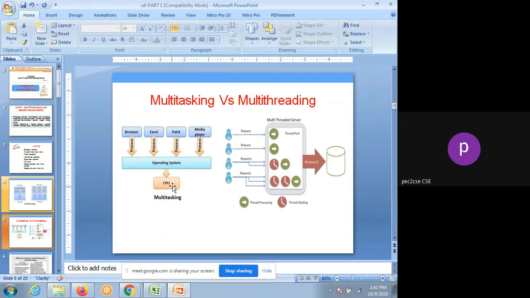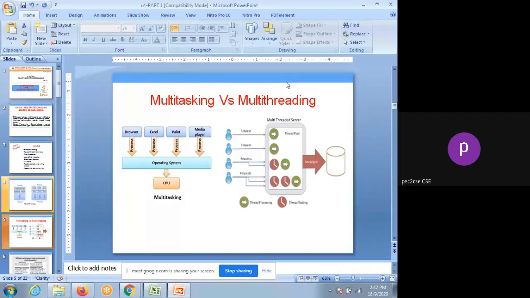But as a user, the time I am talking about may be in terms of milliseconds or nanoseconds. We will not know the time difference. So within a fraction of a second, the switching between the processes happens in the CPU. So it is multitasking.